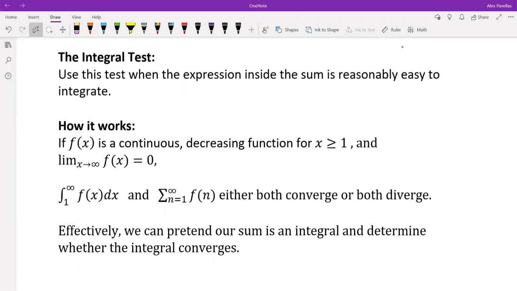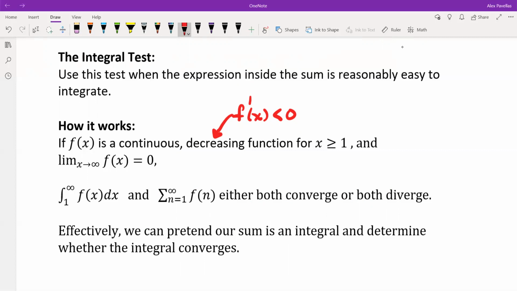If you have some function that's continuous and decreasing, a way to test whether a function is decreasing is if f prime of x, the derivative, is negative for values of x greater than or equal to 1. Now, if the sum starts at, say, 2, then we can say x is greater than or equal to 2.